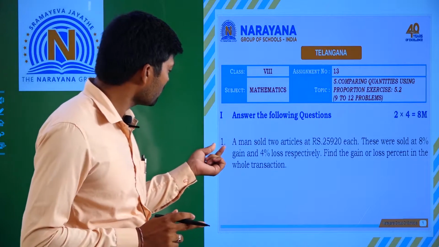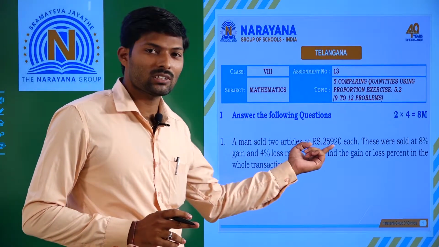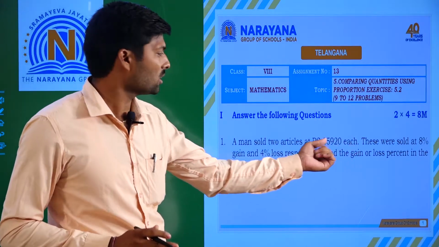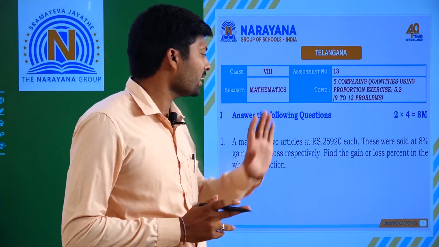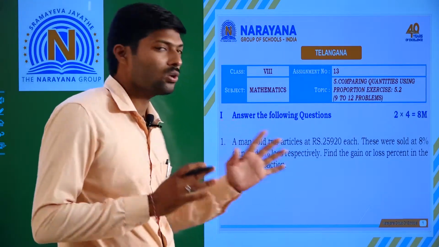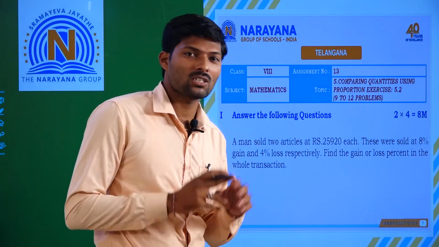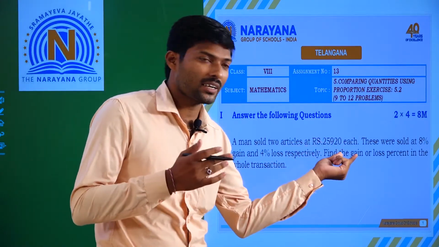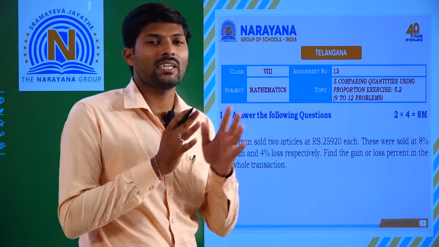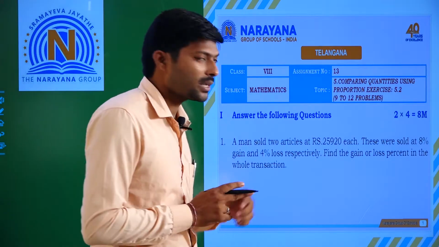The question is: a man sold 2 articles at 25,920 each. So these were sold at 8% gain and 4% loss respectively. So find the gain or loss percent in the whole transaction. Okay. So there is total how many articles here? It is 2 articles. So if 2 articles at 25,920 each, both selling prices are the same, and the cost price is not equal.